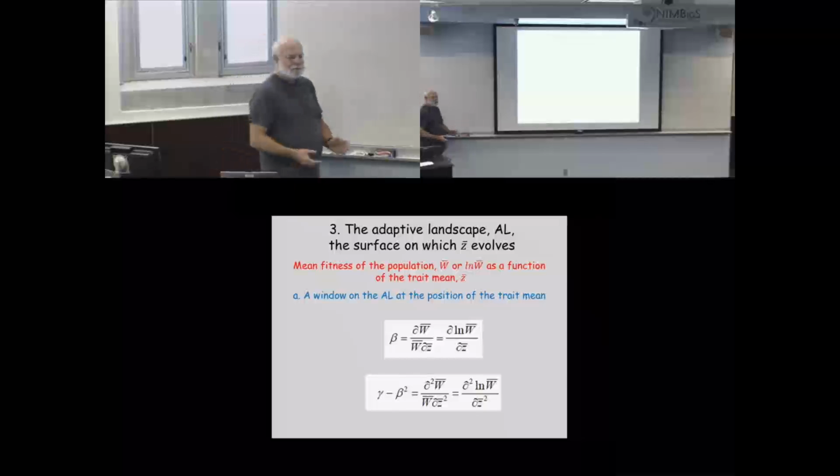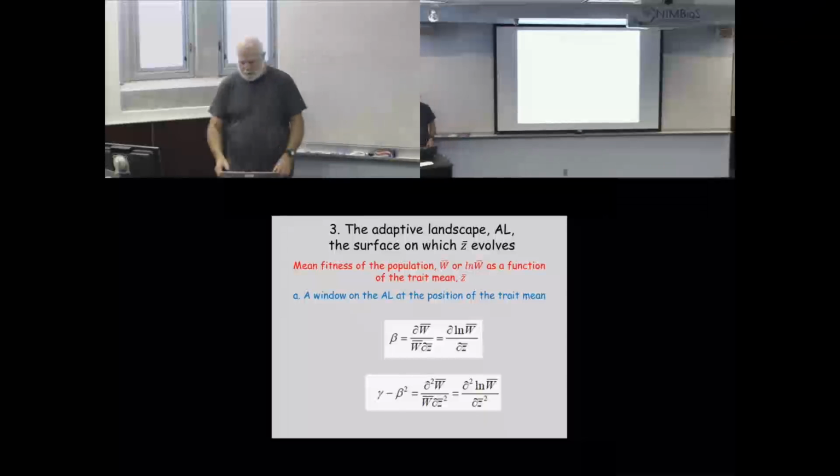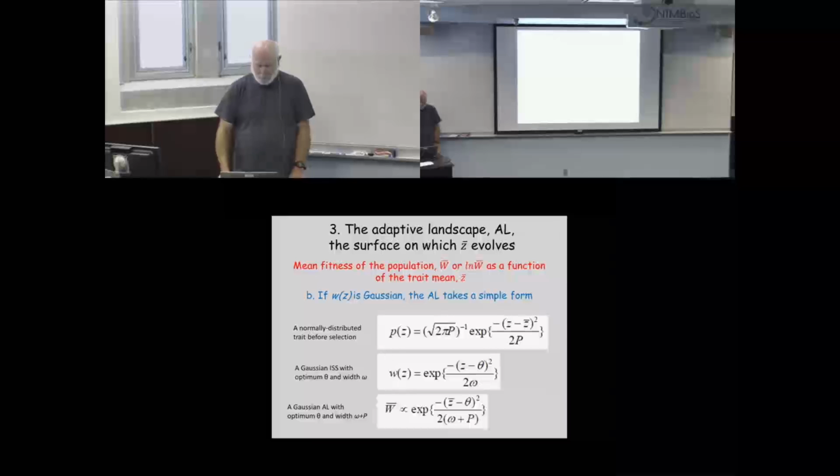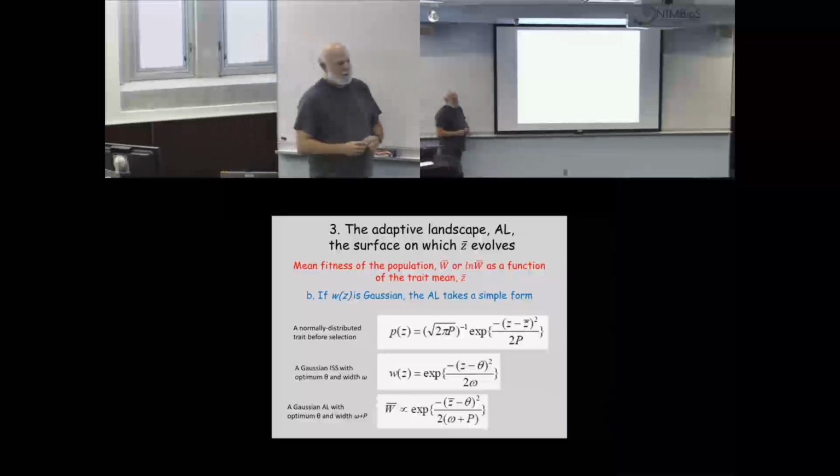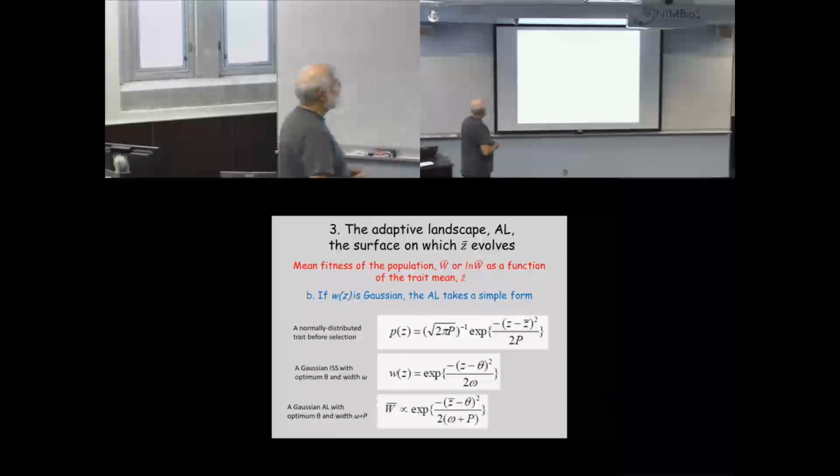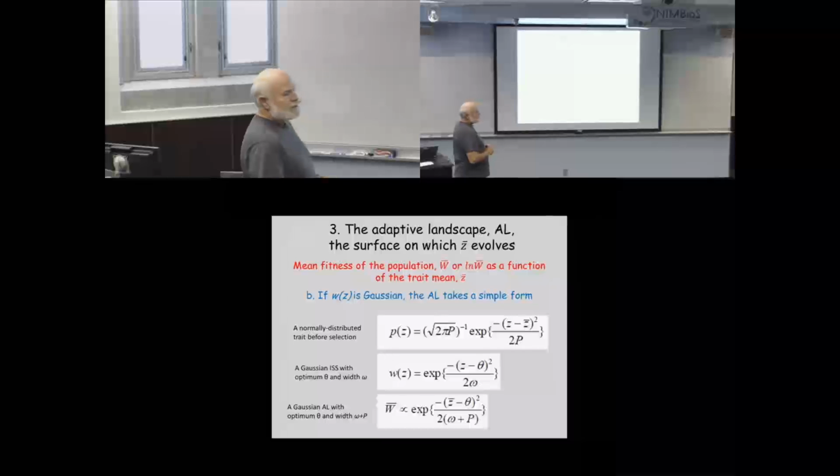So here's the point. Well, we'll get to that point. Okay, so we made this point before. We're interested in the AL because this is the surface on which species and trait means are going to be evolving.